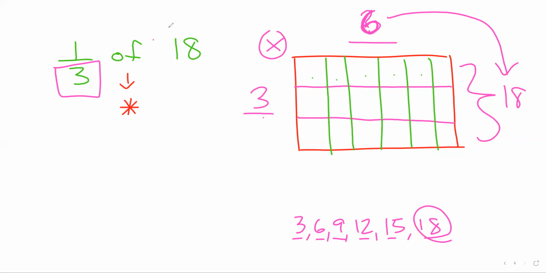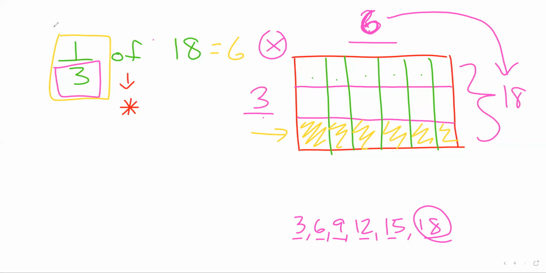Cool. And then I want to think about, all right, I want 1/3 of this. So I want one of the 3s. Remember, the rows are the 3. So I want 1 row. 1, 2, 3, 4, 5, 6. Oh. So 1/3 of 18 is equal to 6. And again, it is smaller. If I had $18 and I spent 1/3 of it on something, then that means I spent $6.